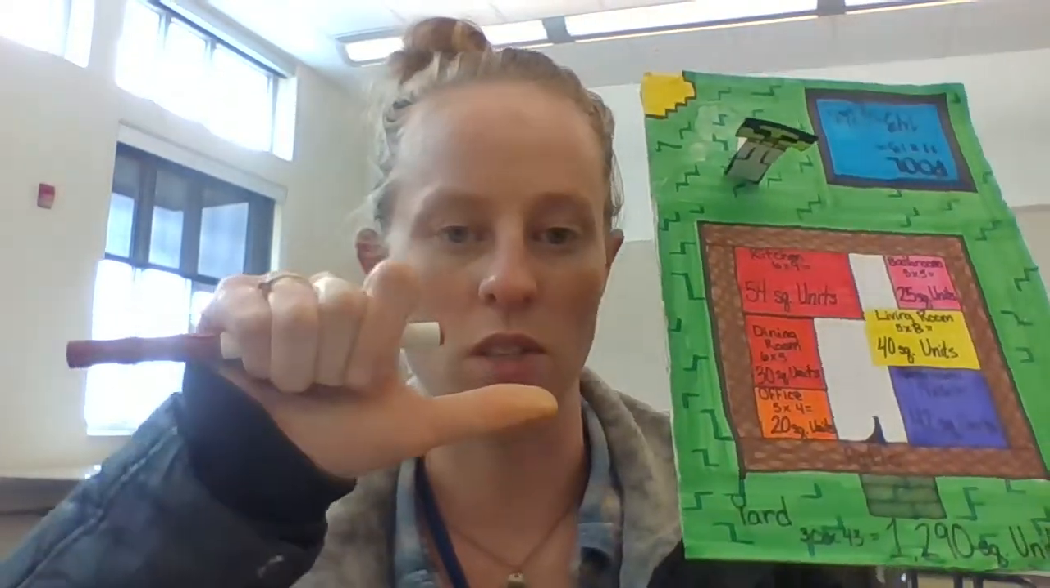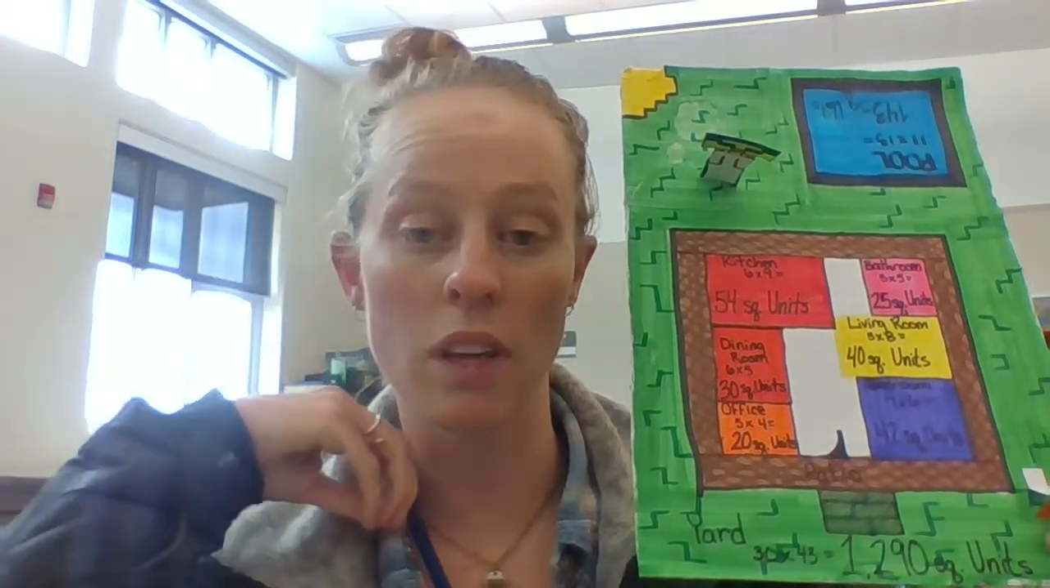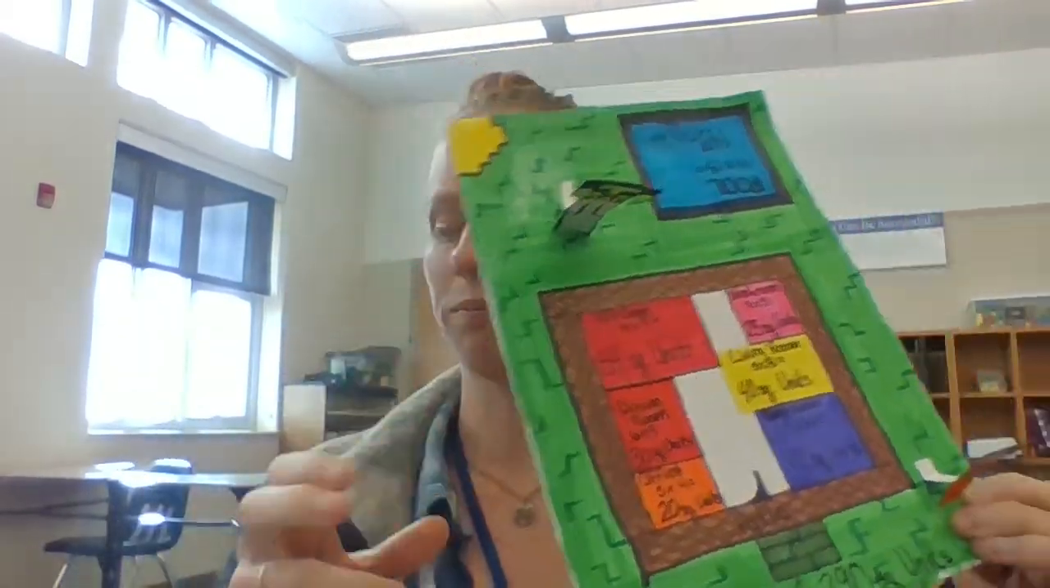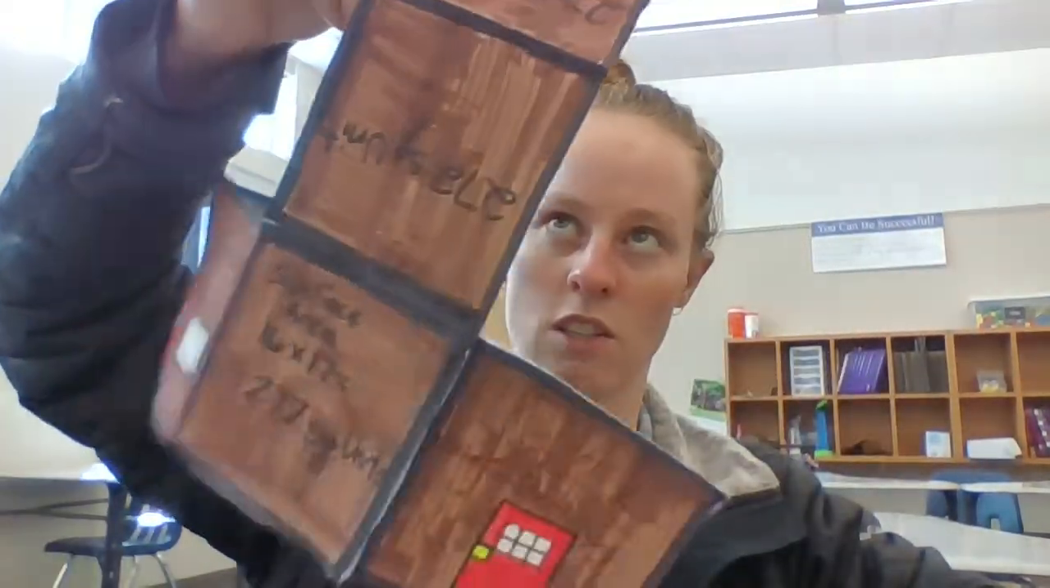I want you to have a person. I want you to have a house. I want you to have a yard. This is where the optional part comes in. I have my house right now, and he's kind of flat. I found it easier to cut him out, tape him together, and then make him 3D.